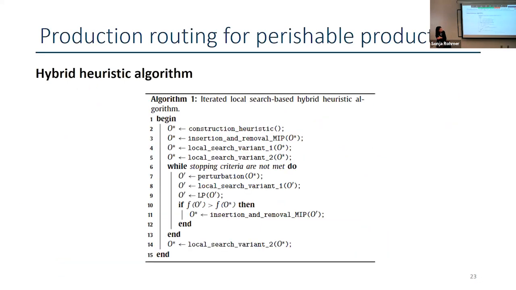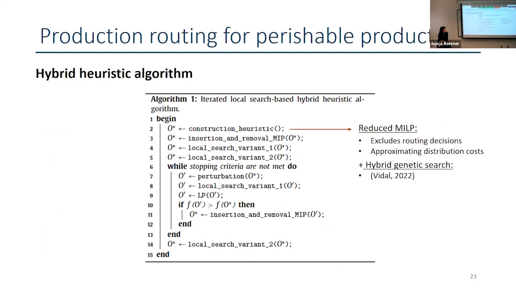And for this, we then propose the hybrid heuristic algorithm, where we start with a construction heuristic where we solve a reduced version of the MILP model that I just showed you, which excludes the routing decision and only approximates the distribution costs. And then from that, we solve a hybrid genetic search, which was proposed by Thibaut Vidal, to solve the routing part.